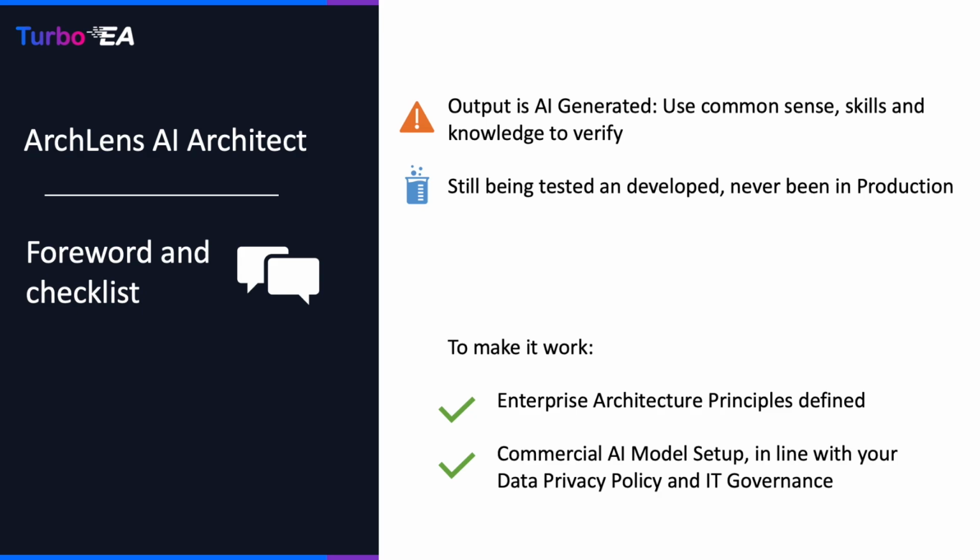The first thing is you need to define enterprise architecture principles in your meta model. You can find that in the admin settings. The second part is to define your AI model also in the admin settings, and preferably use a commercial one in line with your data privacy policy and IT governance of your company.